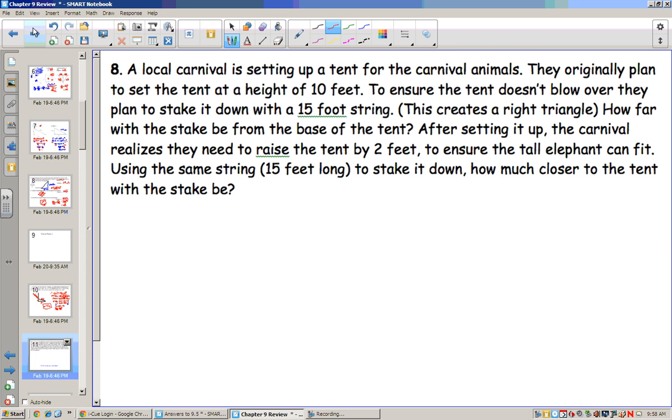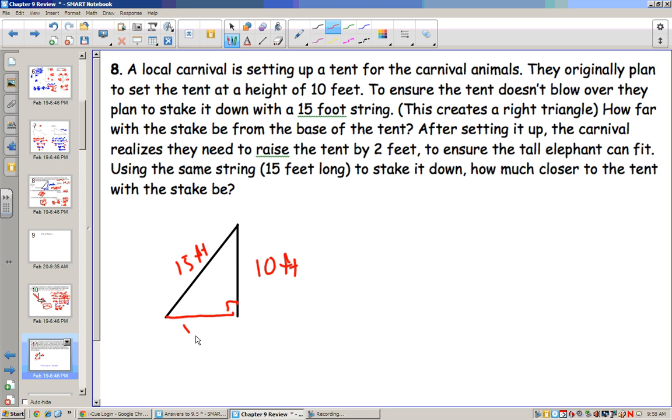Now, the next one says a local carnival is setting up a tent for carnival animals. They originally planned to stake a tent for a height that's 10 feet tall. To ensure the tent doesn't blow over, they stake it down with a 15-foot string. So let's start with that. This is a 15-foot string, and this is 10 feet tall. How far will the stake be from the base of the tent? Well, that would be this distance.